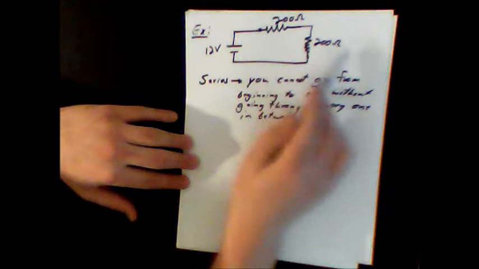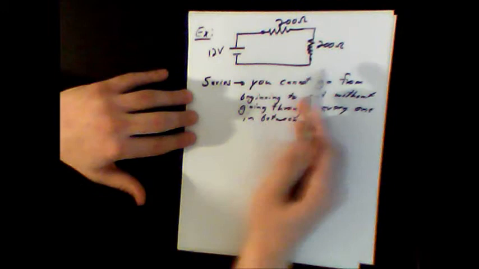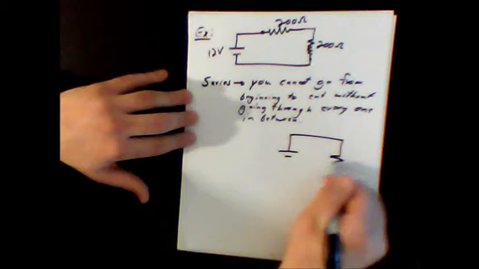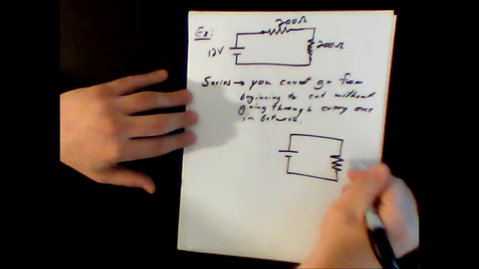Well, Ohm's law only deals with one light bulb at a time, or one resistor at a time. So we need to get this to look like a one resistor problem. This needs to look something like this, because that's the only thing we know how to deal with. So we need to create what's called the equivalent resistance. This would be called Req.